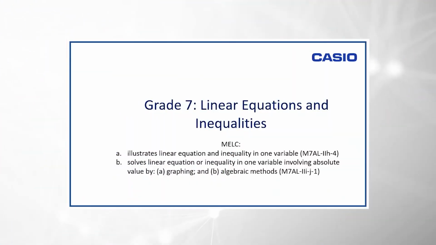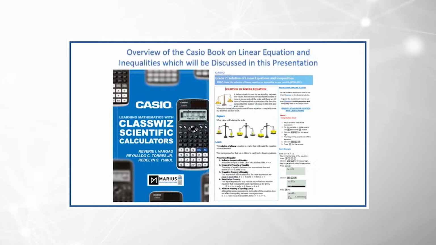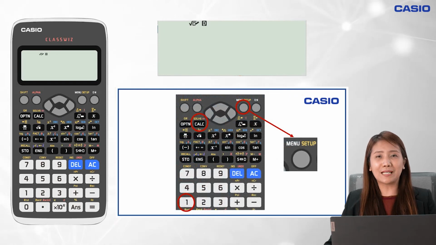In this video, we will explore how we can use the Classwiz calculator in teaching linear equations and inequalities. The examples and steps to be discussed in this presentation are also indicated in the Casio book on linear equations and inequalities. In this lesson, we will be exploring Menu 1 Calculate mode as we learn and teach linear equations and inequalities with Casio Classwiz. We will also include the Calc button in our discussion.